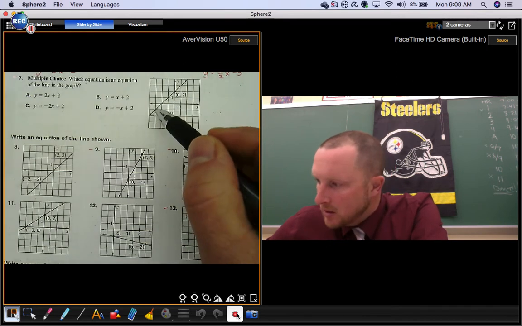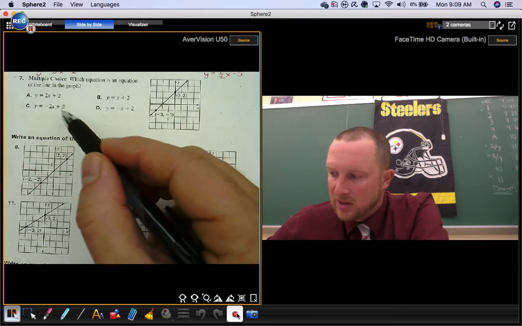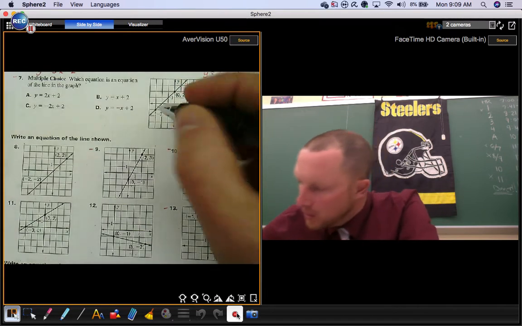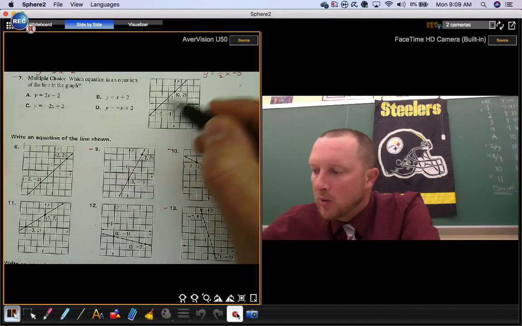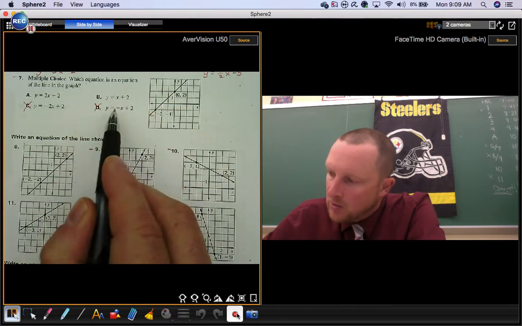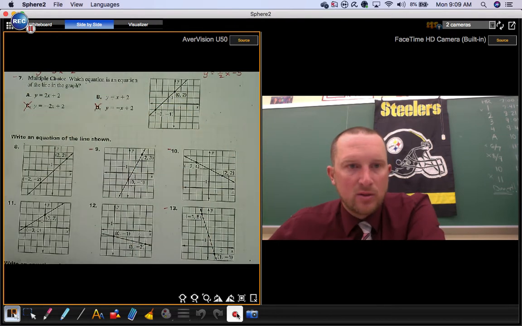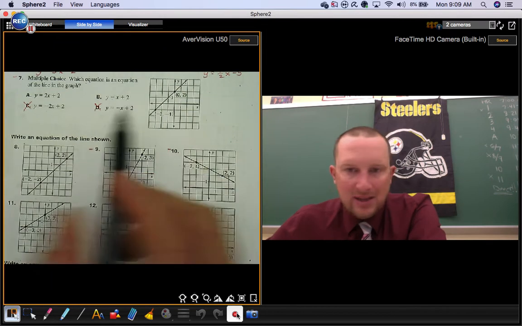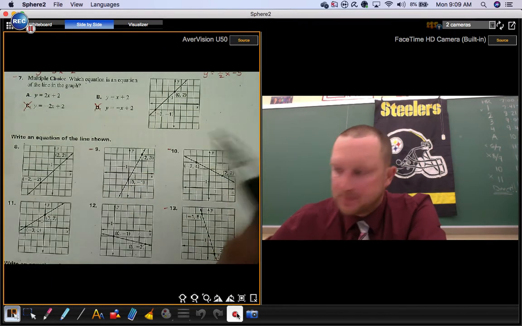Now the next thing you need to do is find the slope, because that's what's different between all of these is the slope. So notice how we're going uphill. So if we're going uphill, you cannot have a negative slope. So just by looking at that, you're down to A or B.